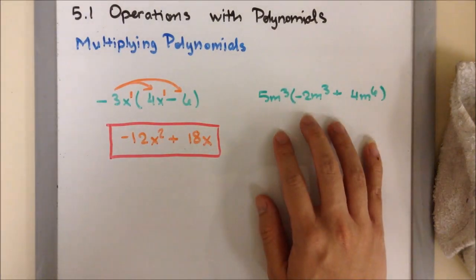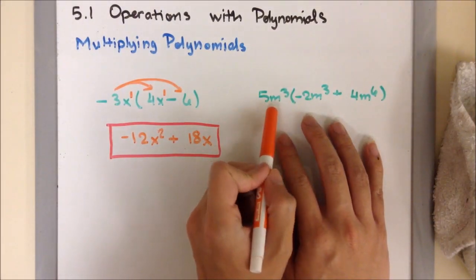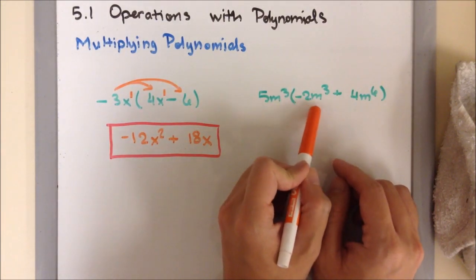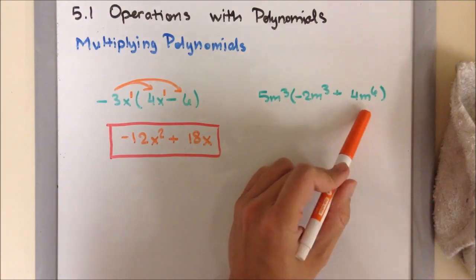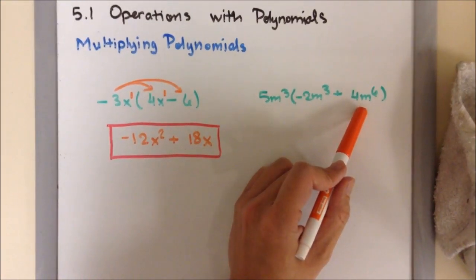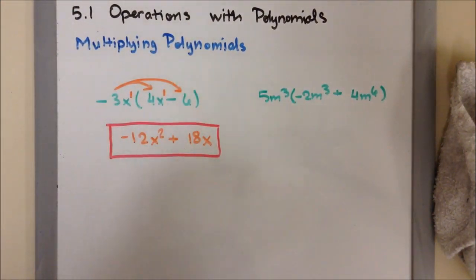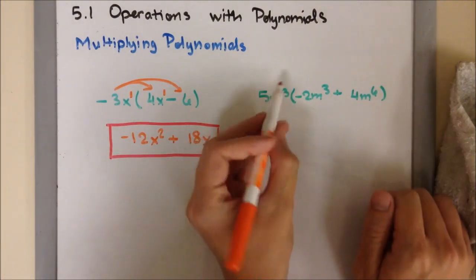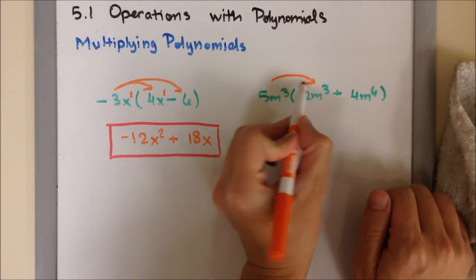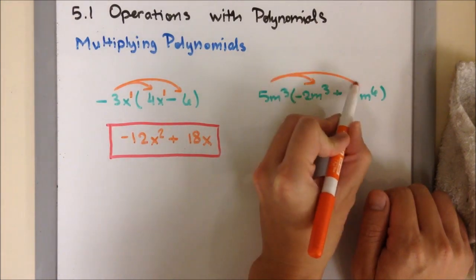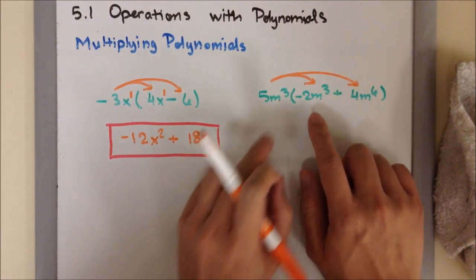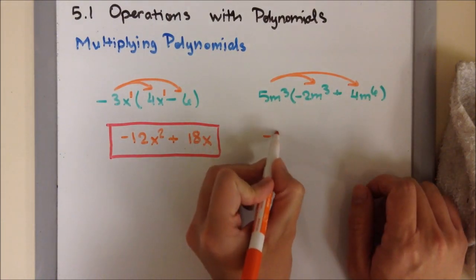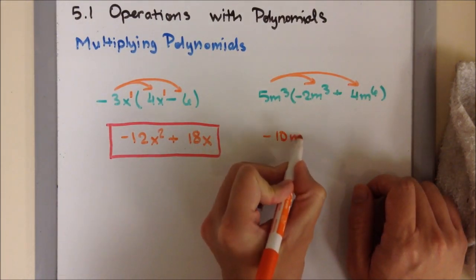In the second example, I have 5m to the third power times the sum of negative 2m to the third plus 4m to the sixth. So I'm doing the same process. Since my 5m to the third is directly in front of the parenthesis, I'm going to distribute to the negative 2m to the third and the 4m to the sixth. Alright, so my coefficient, 5 times negative 2, that's going to be negative 10 with the m.